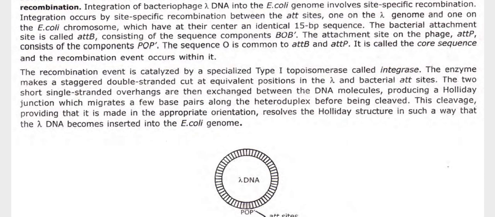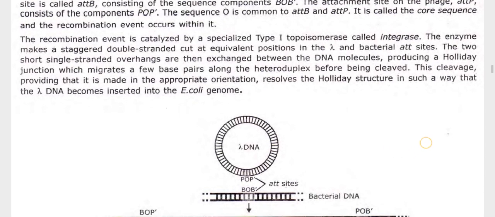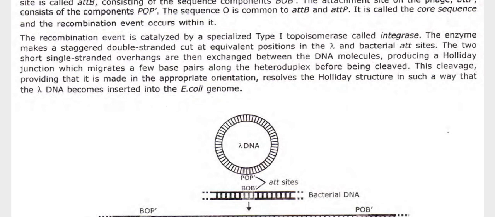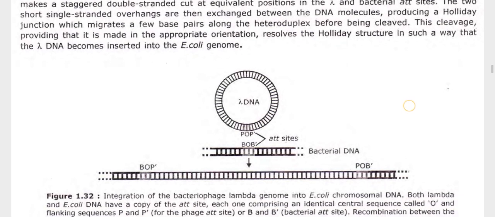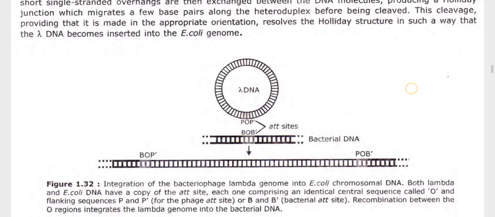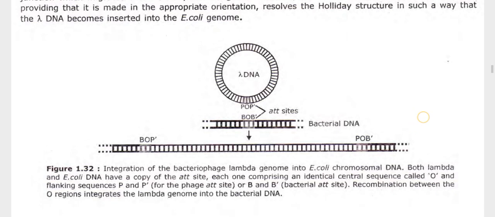The recombination event is catalyzed by a specialized type 1 topoisomerase called integrase. The enzyme makes a staggered double-stranded cut at equivalent positions in the lambda and bacterial att sites. The two short single-stranded overhangs are then exchanged between the DNA molecules, producing a Holliday junction which migrates a few base pairs along the heteroduplex before being cleaved. Cleavage, provided that it is made in the appropriate orientation, resolves the Holliday structure in such a way that the lambda DNA becomes inserted into the E. coli genome.